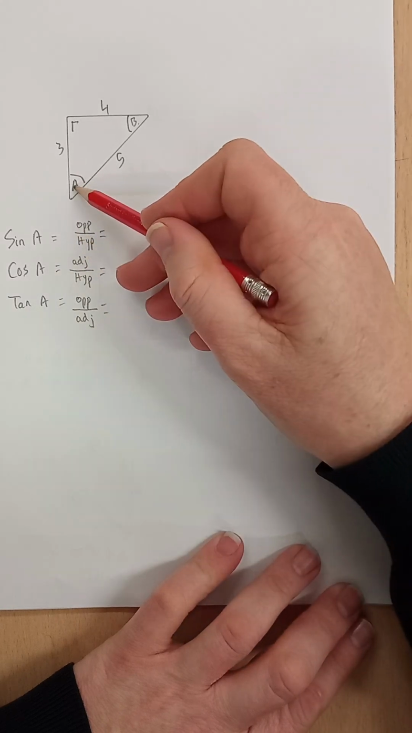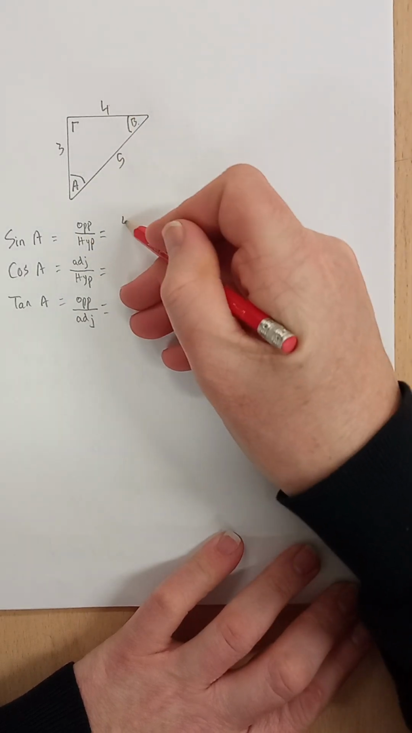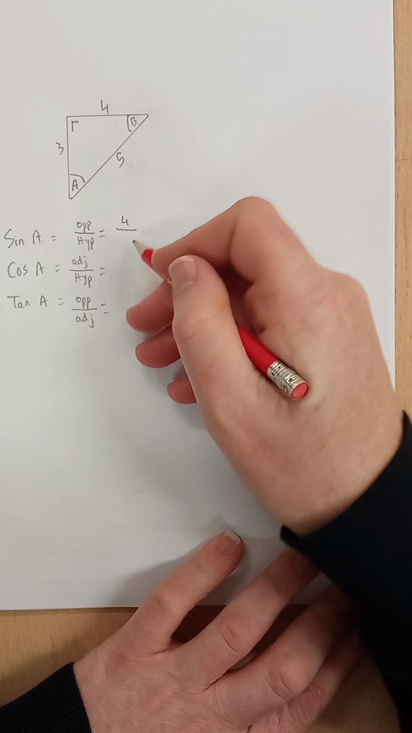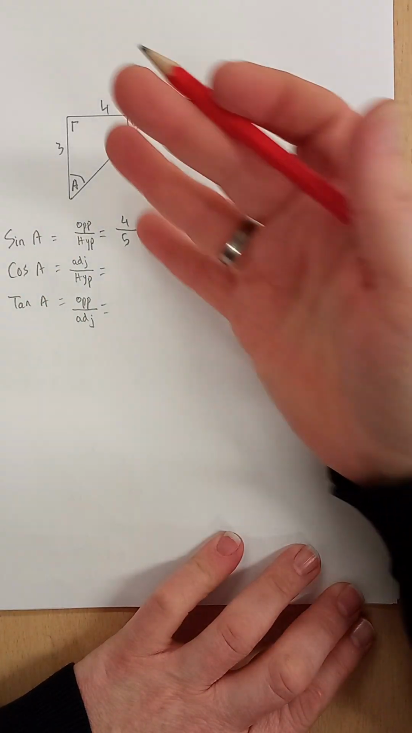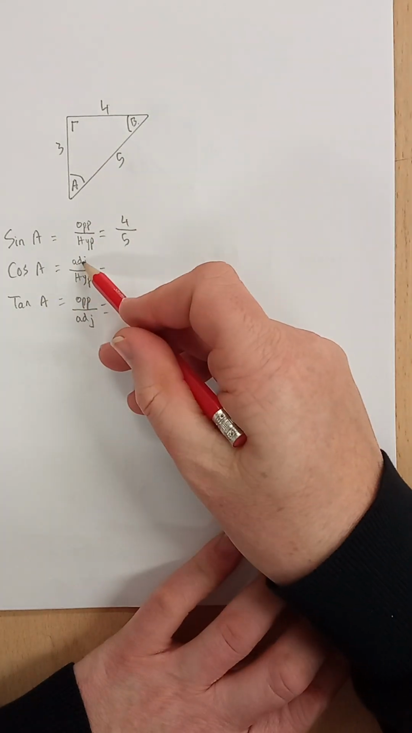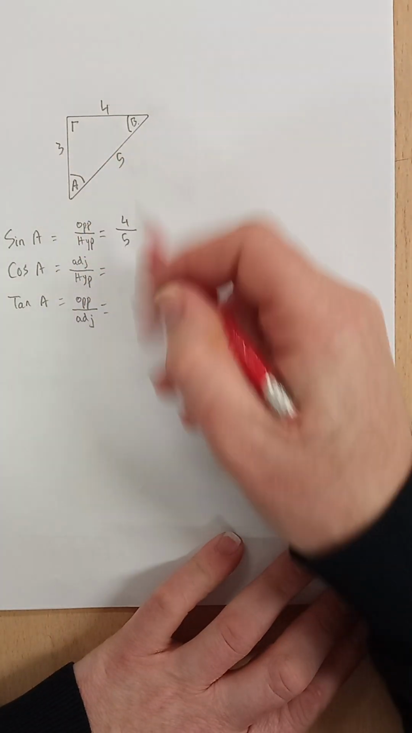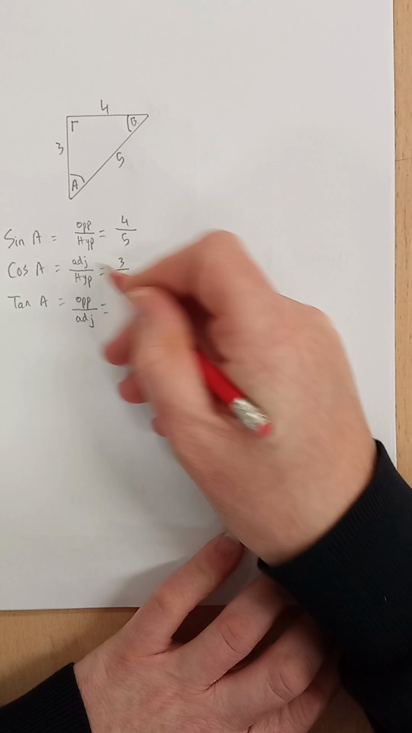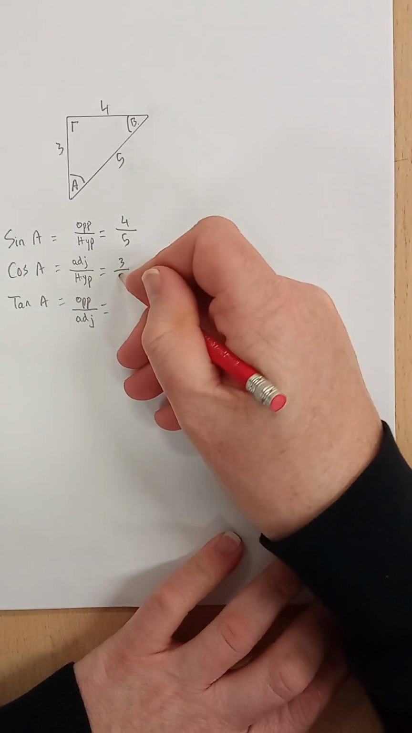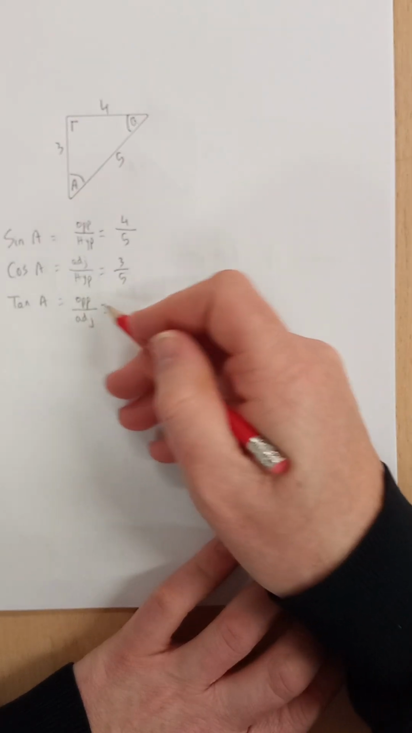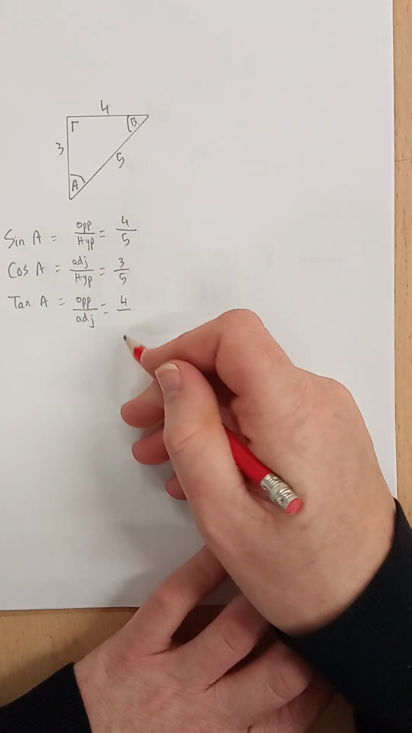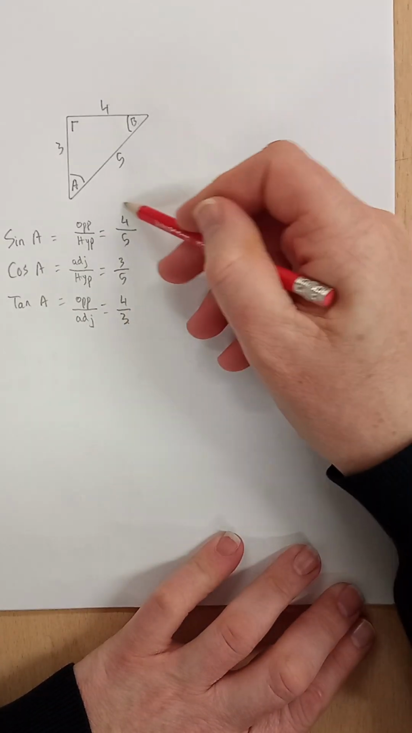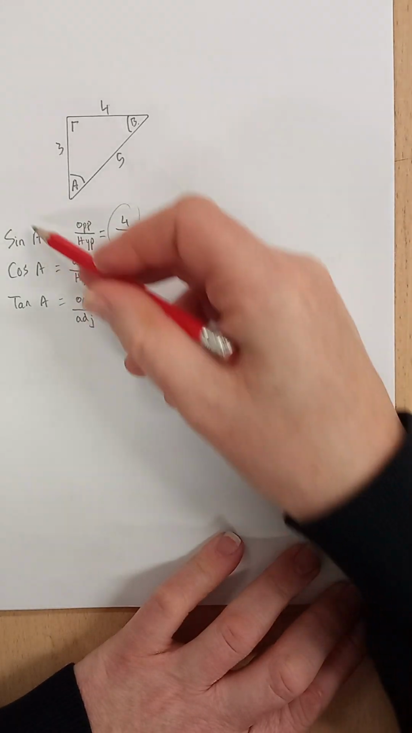Opposite over hypotenuse. Opposite A is 4. The hypotenuse, the longest side, is 5. So there it is. I'd always give it in fraction form unless you're told otherwise. Adjacent over hypotenuse. Adjacent is 3. Hypotenuse is 5. And tan is opposite, which is 4, over adjacent, which is 3. So there's your sine, your cos, and your tan of the angle A.